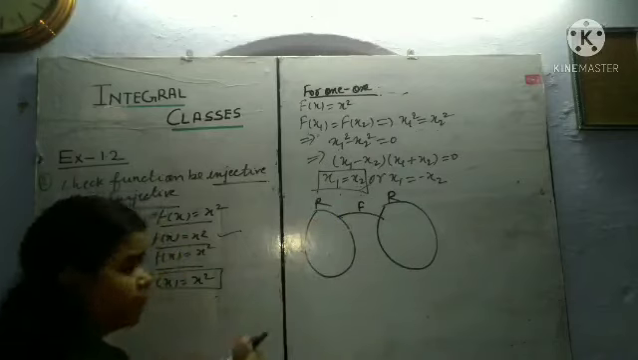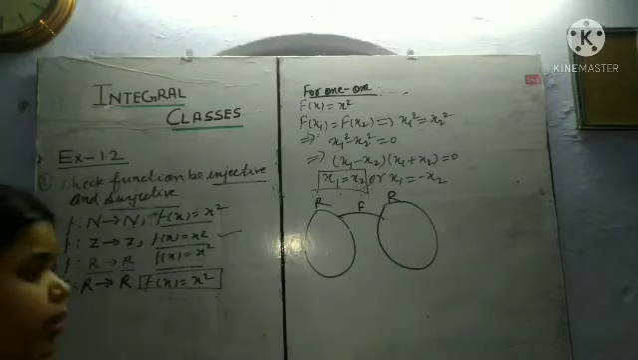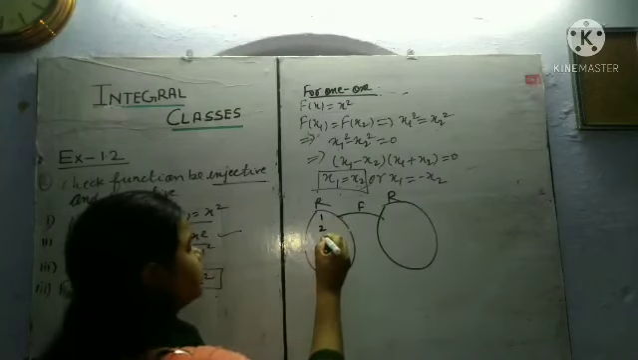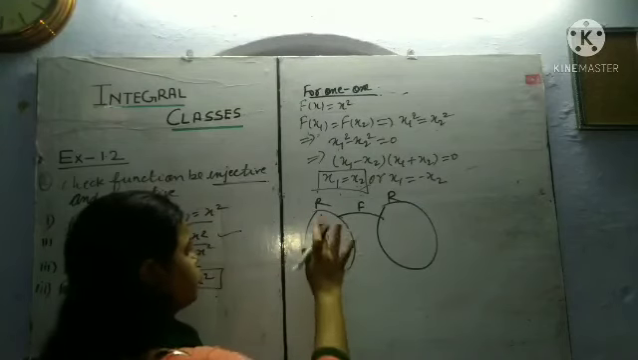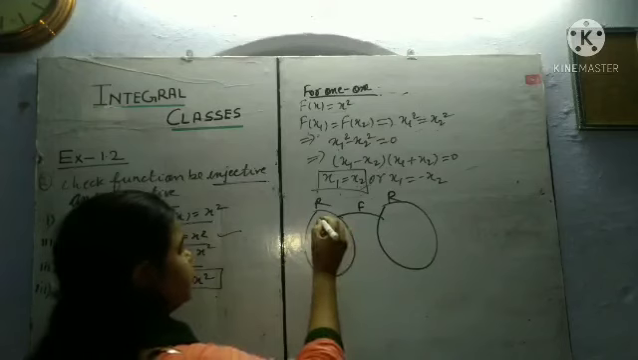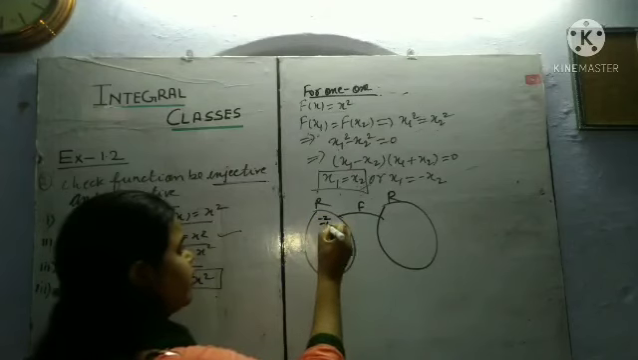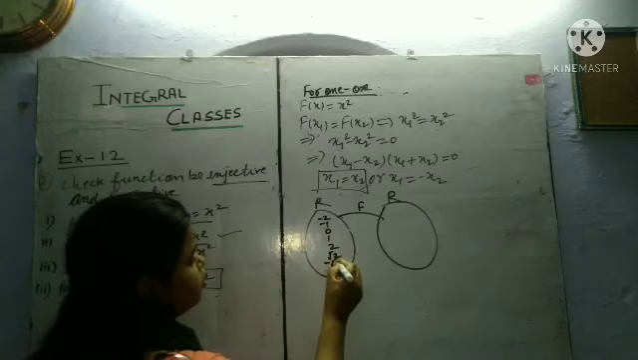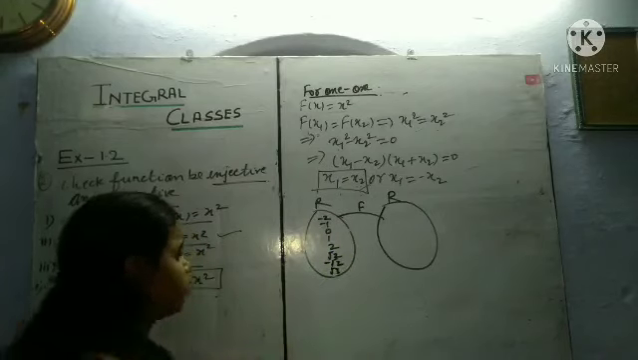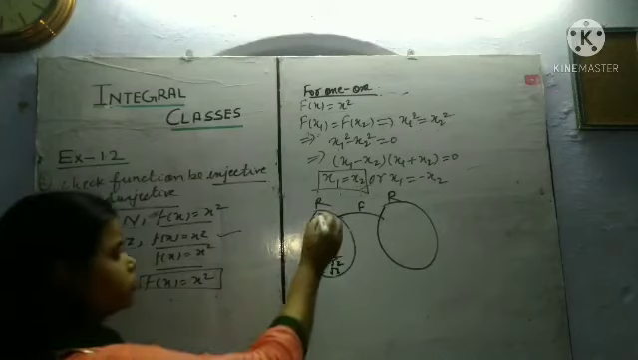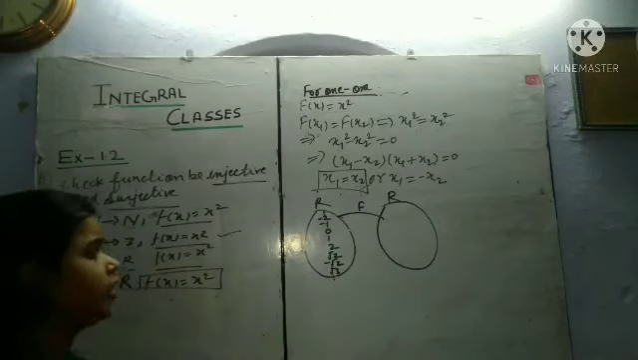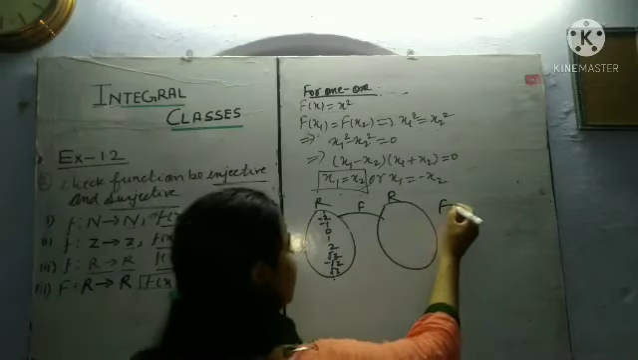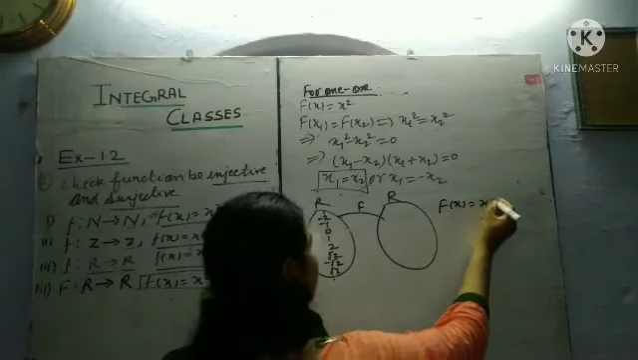It means it will be considered rational number, irrational number, positive, negative. So I will take here all kinds of numbers: -2, -1, 0, 1, 2, √2, -√2 and √3. Okay, now it goes to infinity. It contains infinite elements, and the function is given f(x) is equal to x square.